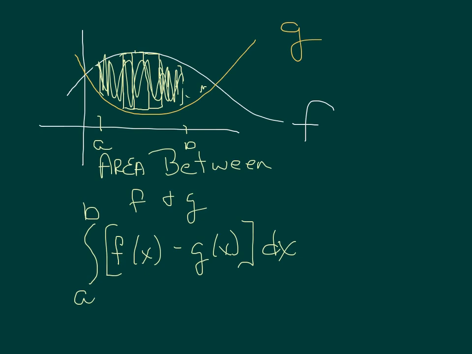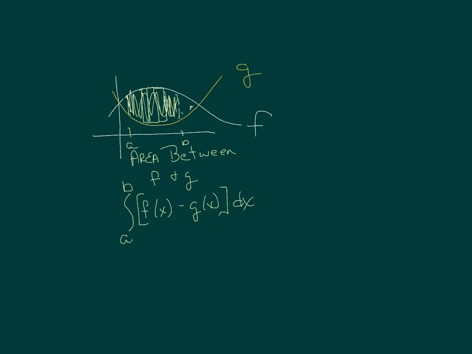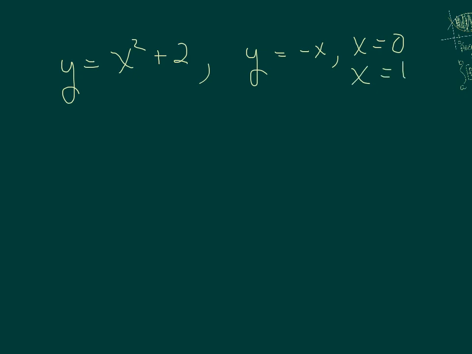So let's just look at an example. I want to find the area of the region that's bounded by y equals x squared plus 2, y equals negative x, x equals 0, and x equals 1. So it's a good idea to graph it. This is one you would probably not have your calculators available to you if you had one this simple on the test, because these are functions that we can graph pretty easily.